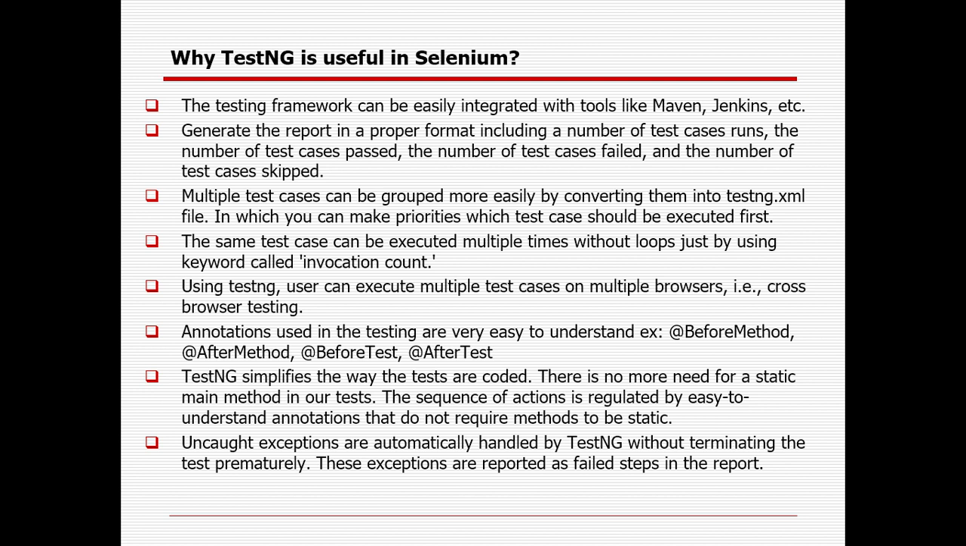Uncaught exceptions are automatically handled by TestNG without terminating the test prematurely. These exceptions are reported as fail in the report. So in case of TestNG, if you execute all the test cases, some might fail, but it will not stop the execution for the remaining lines. Whereas in a normal standalone class, if any kind of failure happens, your execution will stop there and the remaining lines of code will not be executed. So that is another drawback of the normal standalone approach. But using TestNG, suppose you have 100 lines of code, 10 steps can fail out of 100 steps, but it will not stop the execution of all the remaining lines.